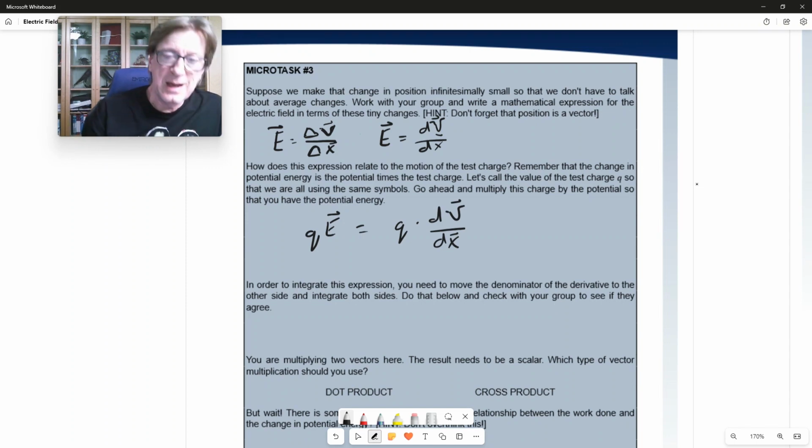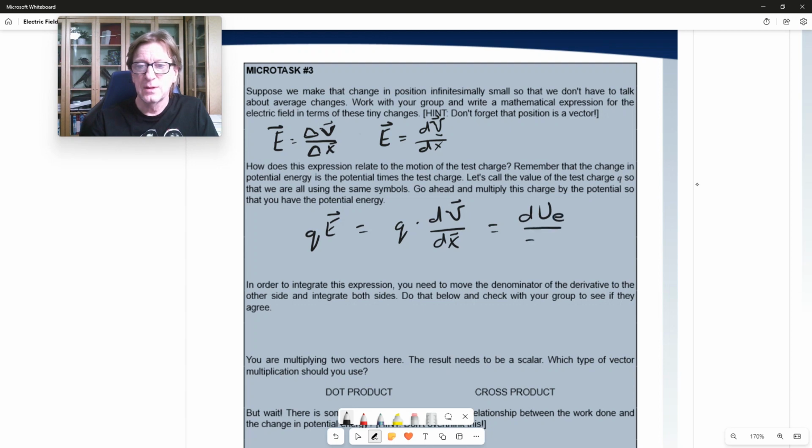Now, I cannot integrate this as long as this is here, but if we look, we should see some simplification. What is Q times dV? What is the test charge times the electric potential? Well, that's the electric potential energy. So we can say that this is also equal to dUE/dx. The nice thing about that is that it's going to be a scalar. That's how I know that right there has to be the dot product. So this is a little bit simpler for us to work with.